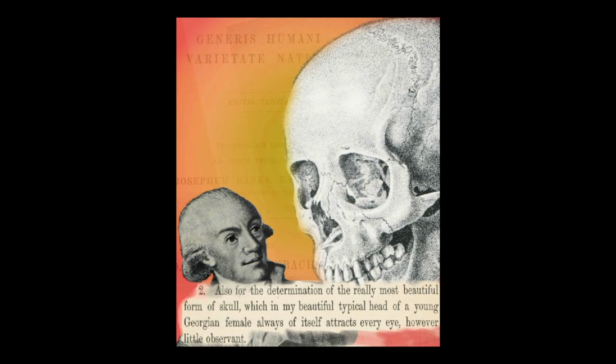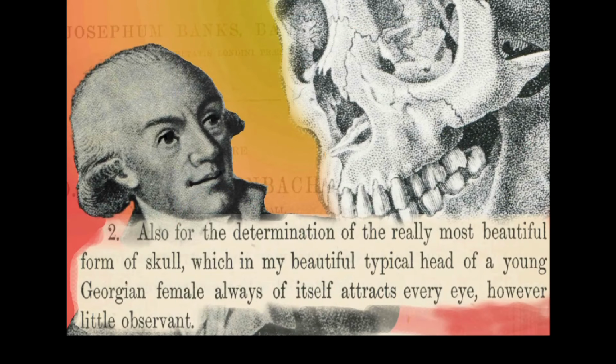The Georgian's death through sex and Blumenbach's linking of Caucasians with beauty belongs to a longer tradition. I don't know when the tradition started. I know it goes back to the 17th century in Western Europe. I suspect it may be of Ottoman or Iranian beginnings. Now remember Blumenbach's hymn to the beauty of his Georgian skull? Really the most beautiful form of skull in which my beautiful typical head of a young Georgian female.